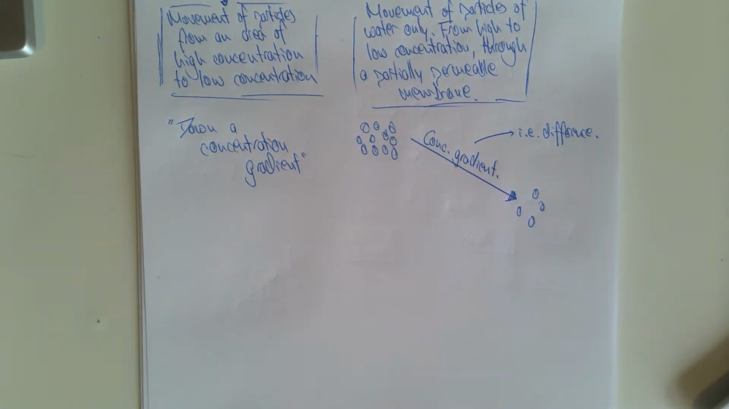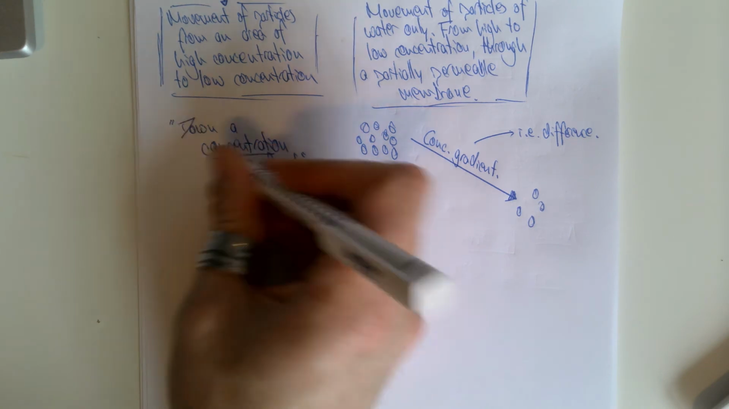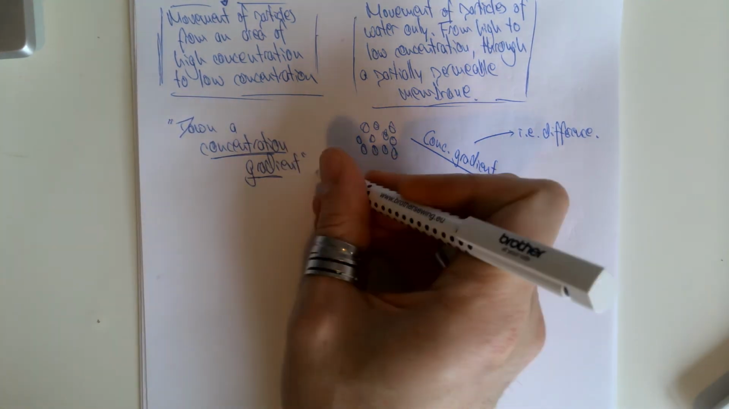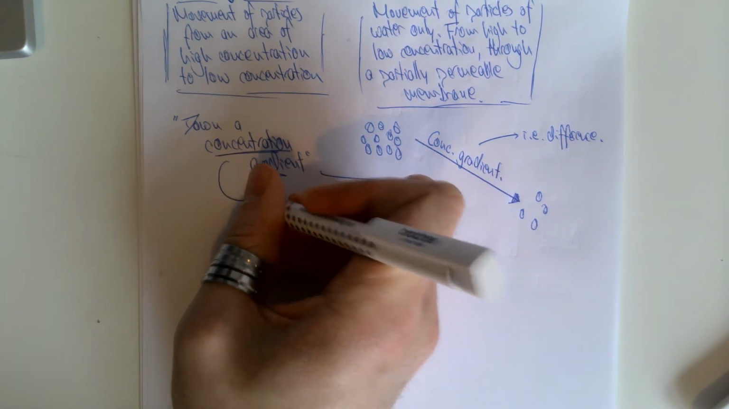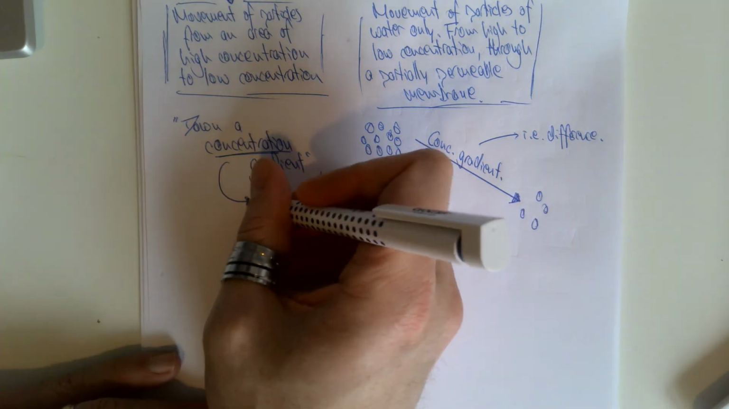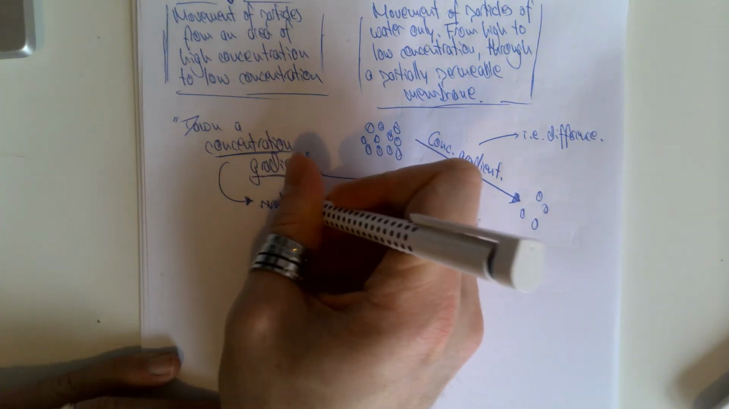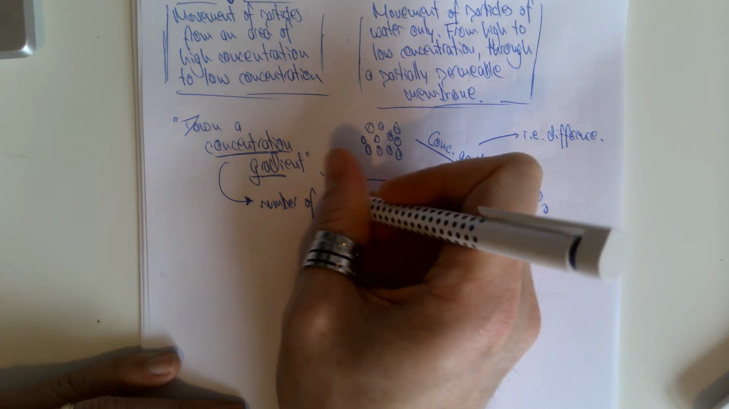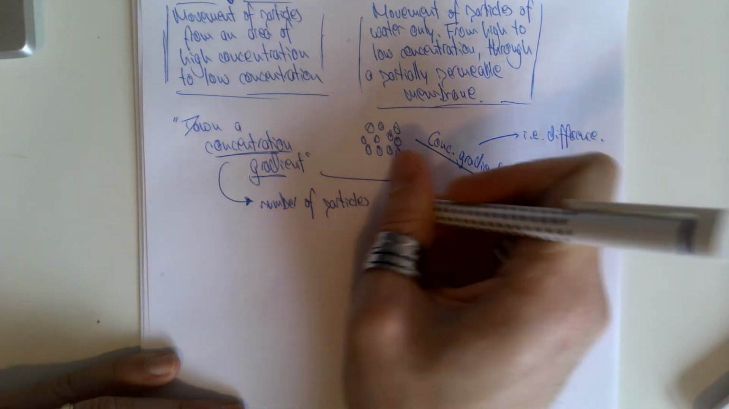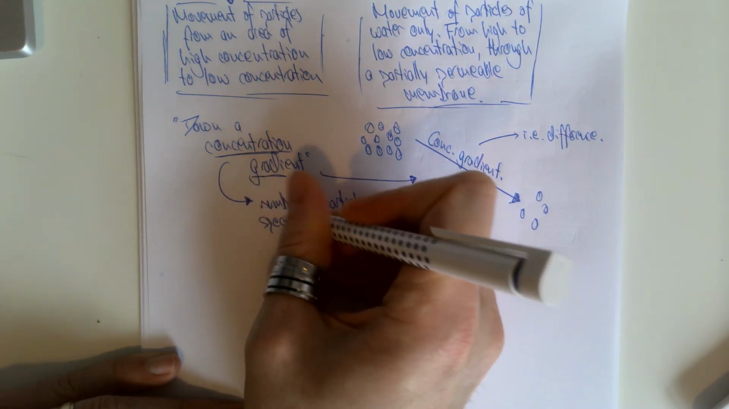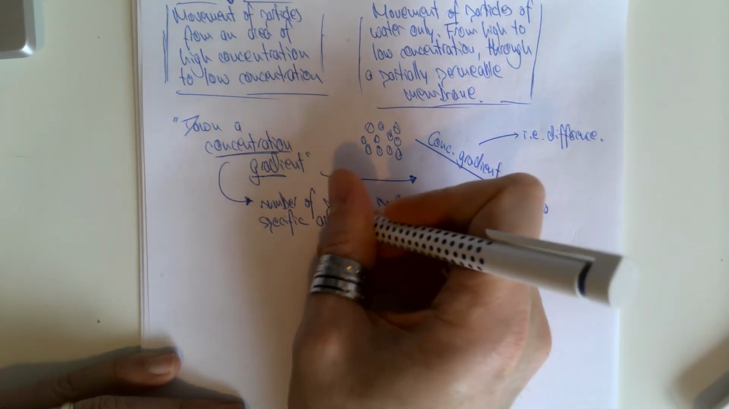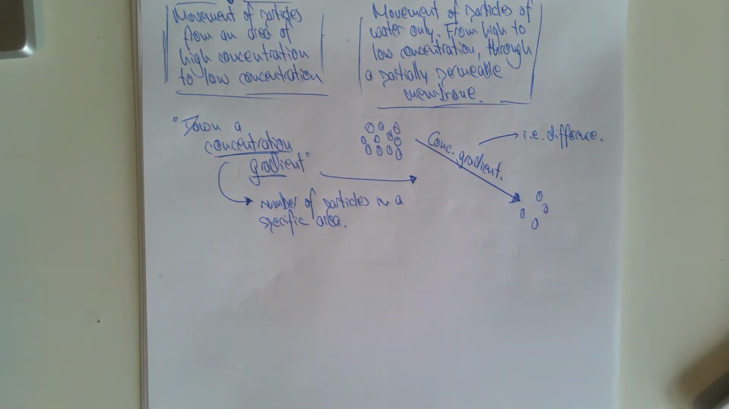And as well, you often see the term concentration gradient there. When we're talking about the term concentration, all we're referring to is the number of particles in a specific area. So if there's a high concentration, there are more particles in a specific area. Whereas if there's a low concentration, there are fewer particles. Now, it gives you a little bit more context for diffusion and osmosis there.